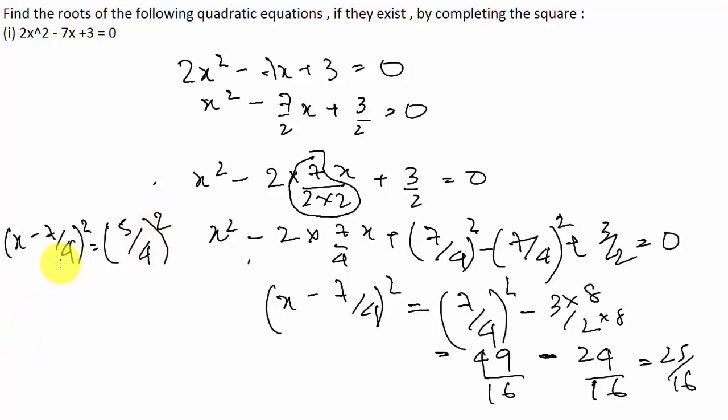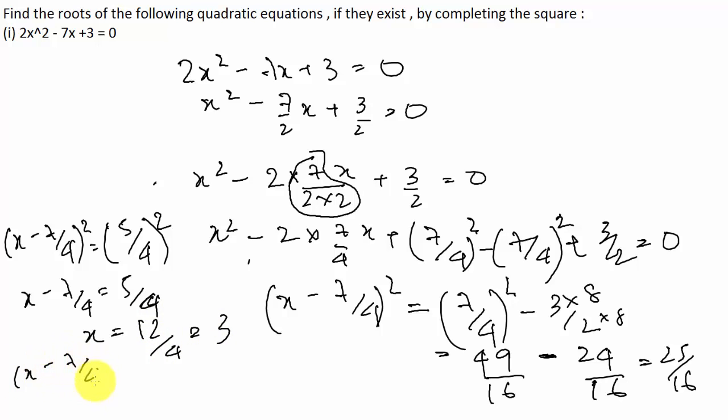Now once you take the square root, you'll get either x minus 7 by 4 is equal to 5 by 4, in which case x will be equal to 12 by 4, which is equal to 3, or you'll get x minus 7 by 4 is equal to minus 5 by 4, in which case you will get x's value to be 1 by 2. So these two are your roots.